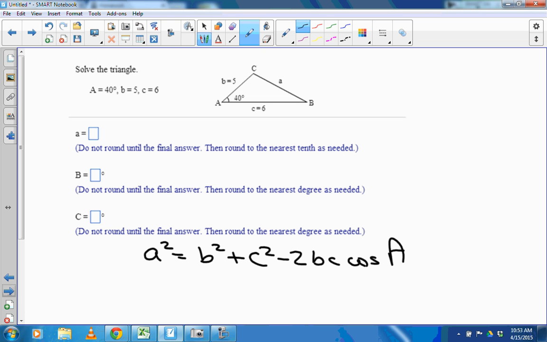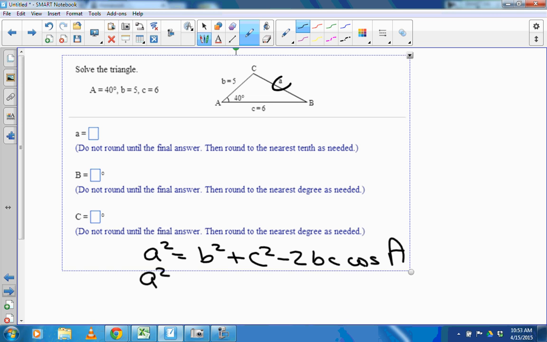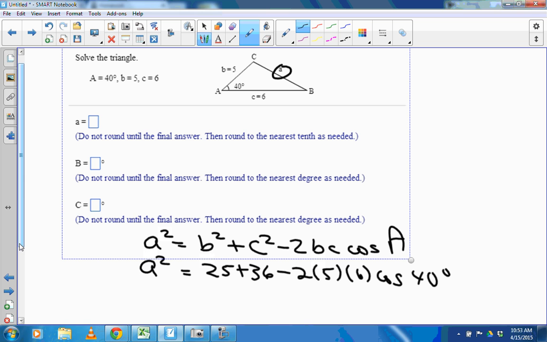All right. So now let's fill it in. So you get a squared. And so remember there's three of them. I'm using the a squared formula because I'm trying to find a. All right. So this will be equal to 25 plus 36 minus 2 times 5 times 6 times cosine of 40. Okay. Now the side angle side one is pretty easy because all you have to do is just throw that in the calculator, every single bit of it, and then do what with it?